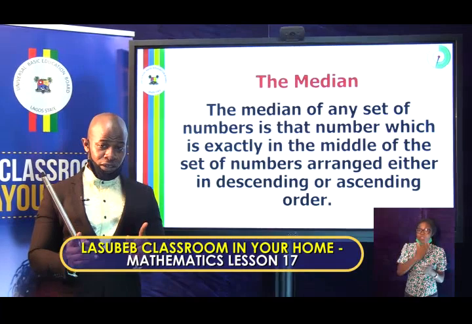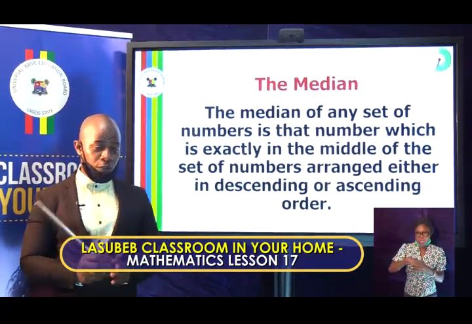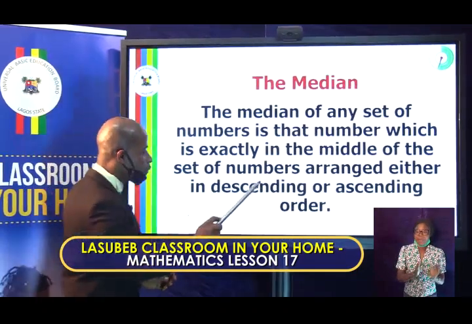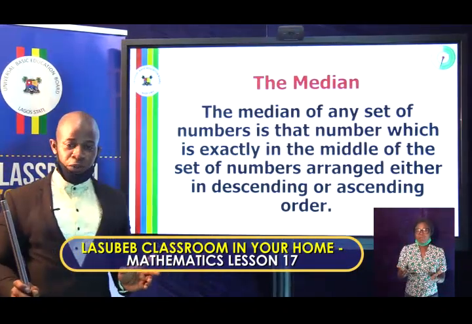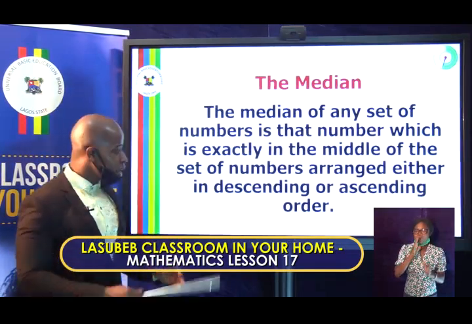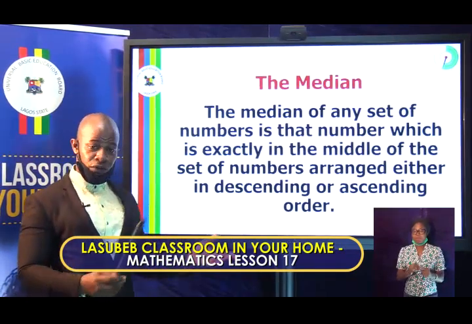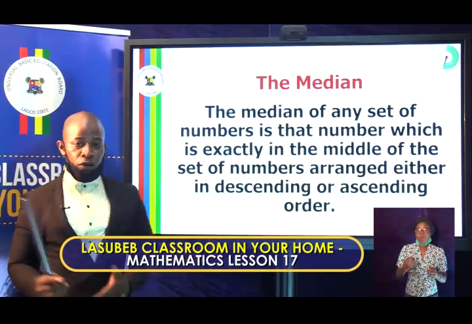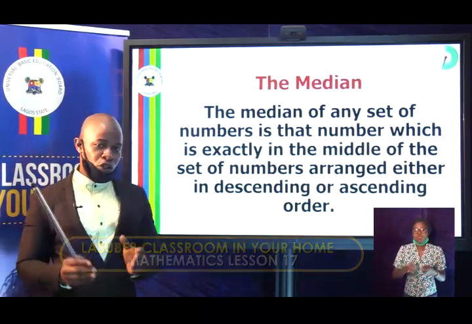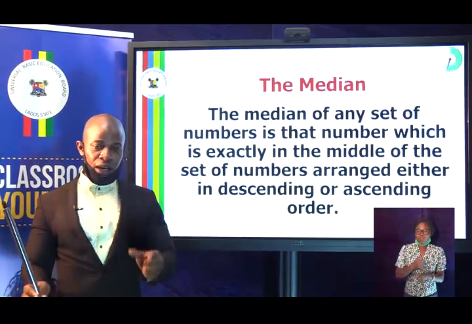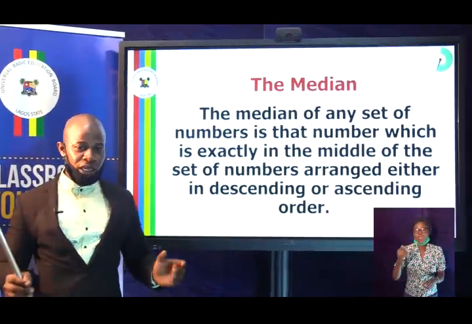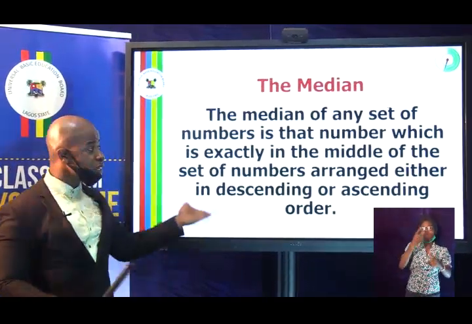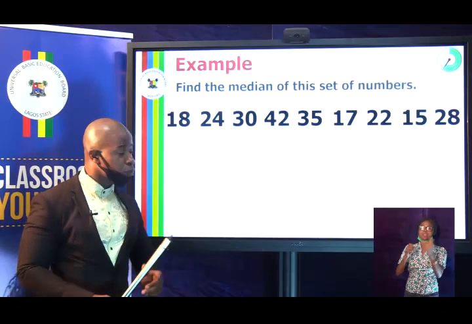But there is a caveat. There is something you need to watch out for. That data that you want to find the middle point of must first be arranged. That's the condition. It must first be arranged either in ascending order, from the smallest to the largest, or in descending order, from the largest to the smallest. So you don't just pick a set of data and pick the one in the middle and say you've gotten your median. No. The first thing you must do is arrange them, as you will see in this example that I'm going to show you.